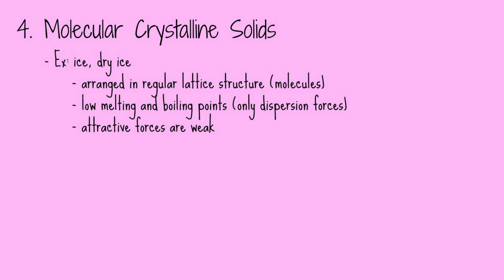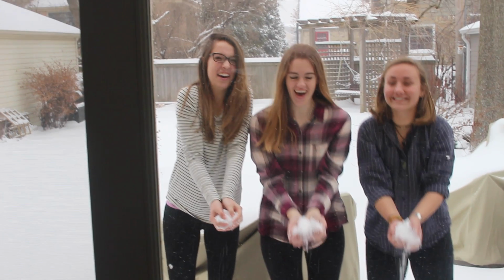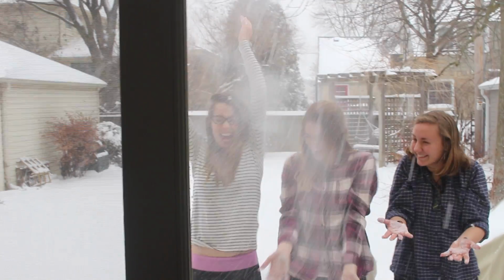Molecular crystalline solids are arranged in a regular lattice structure of molecules. These have weak dispersion forces, so they have low boiling points. Ice is an example of a molecular crystalline solid.